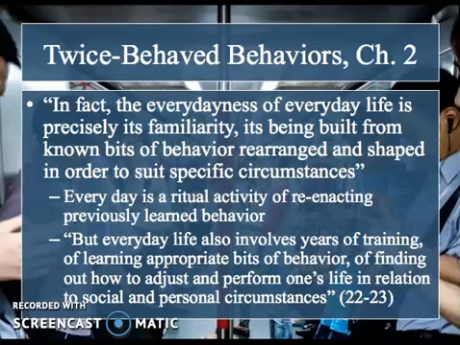So in fact, the everydayness of everyday life is precisely its familiarity. It's being built from known bits of behavior, rearranged and shaped in order to suit specific circumstances. There's this everyday ritual activity of reenacting learned behavior that you have. And it's years and years of training as a child, right, to become this person that you are every day. So how you grow up, nature, nurture, right, teaches you what you are supposed to do and who you are supposed to be and how you are supposed to enact those everyday performances in your own life.